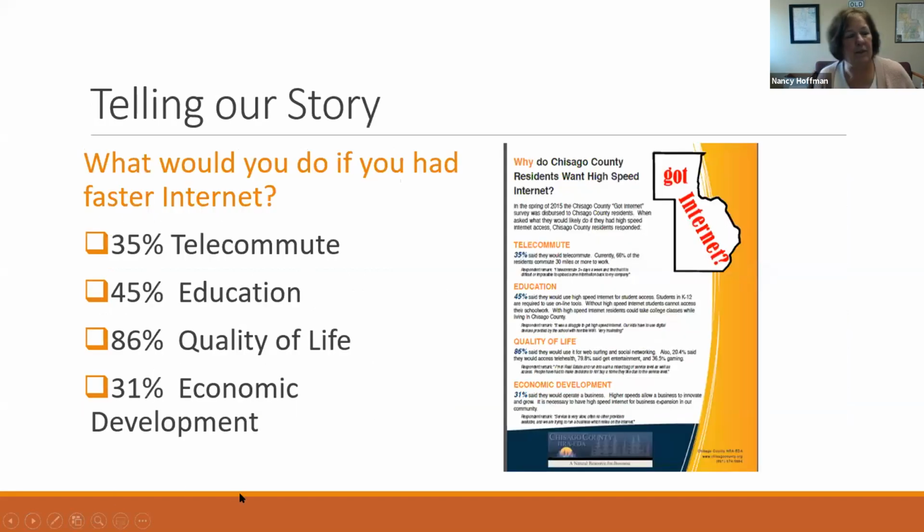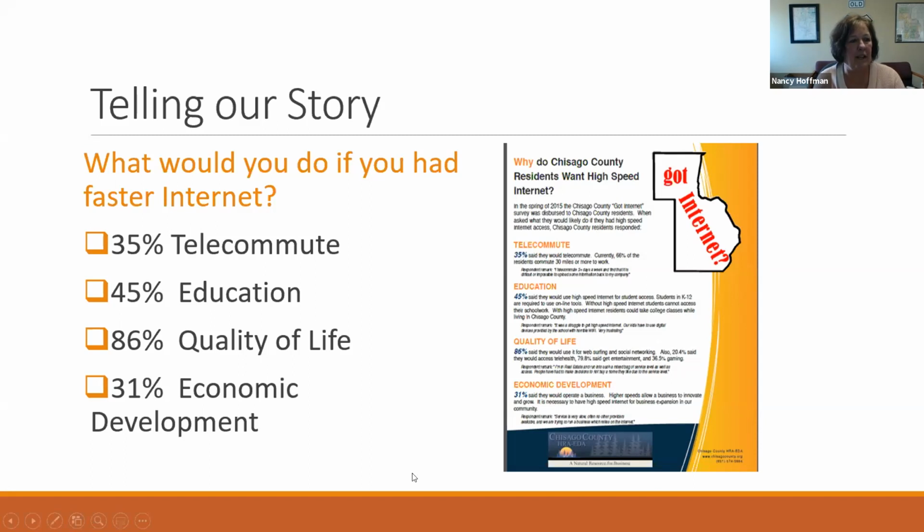So basically, this is what we came up with to use. We used the whole survey, but this was our number one piece. What would you do if you had faster internet? And we thought it was amazing that 35% of the people would telecommute, 45% could use it for education for their children or for college, 86% for the quality of life. We related this to the realtors that can't sell a home without internet. A lot of people just expect to be able to surf the web and play games. And then for my board, being economic development, when they said 31% of the people would use it to start a business, we thought that was just huge, and that was very helpful to get my board more involved and supportive. And so we came up with this piece that you see.